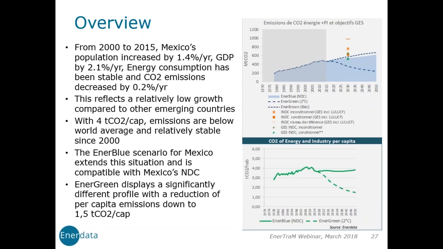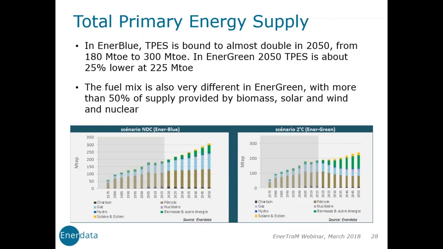The EnerBlue scenario for Mexico extends this situation and is compatible with Mexico's NDC, so that is a flat per capita CO2 emissions, while EnerGreen displays a significantly different profile with a reduction of per capita emissions down to 1.5. Again, we find that EnerGreen, and it's an interesting point, satisfies the focal point I mentioned earlier, stemming from the different study, the DDPP study. Total primary energy supply in EnerBlue is bound to almost double by 2050 from the current 180 million tons of oil equivalent, while in EnerGreen, total primary supply is about 25% lower at 225 million tons of oil equivalent.